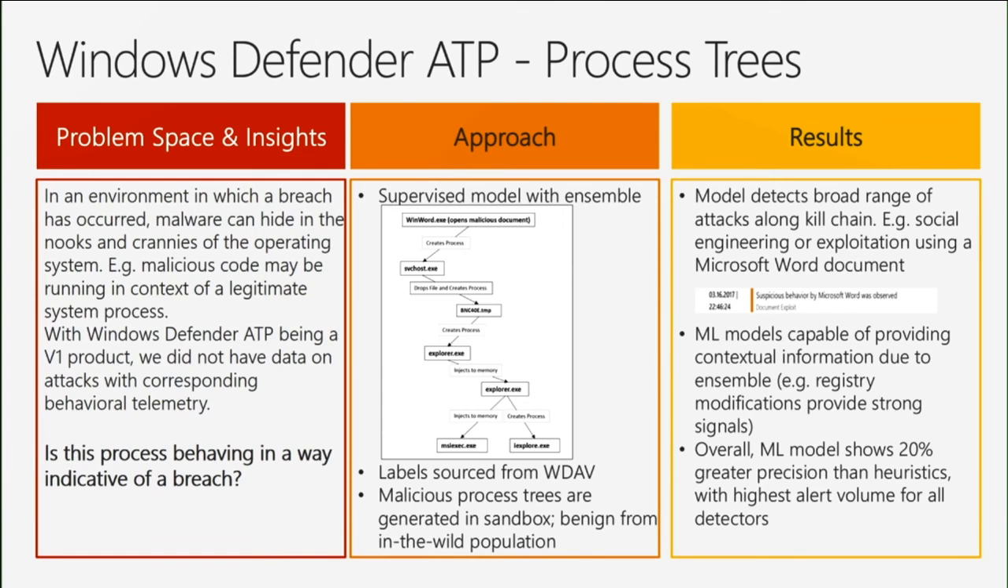Now, why are we doing it this way? The reason being, as we are raising an alert, now we can actually point to specific areas that are responsible for this malicious classification. So we can say, okay, suspicious behavior by Microsoft Word has been observed because we're seeing that it's making these sort of registry modifications. So that gives the SecOps team much more context and the ability to investigate these sort of alerts.